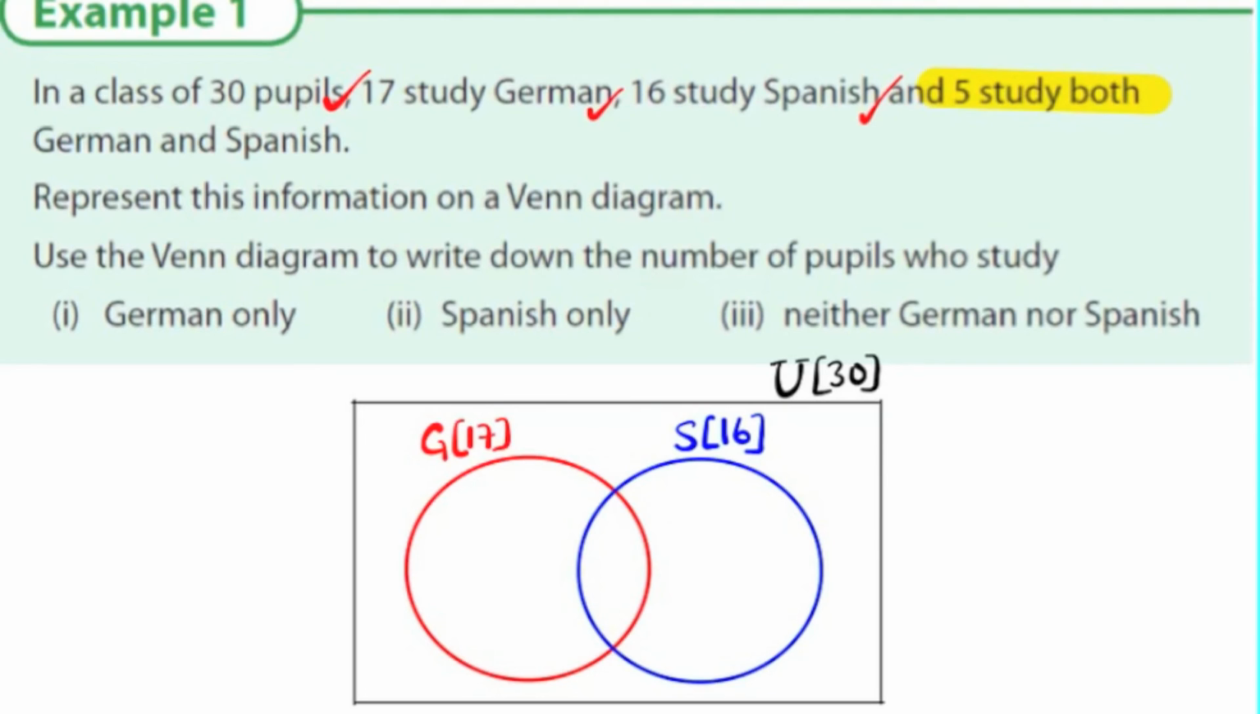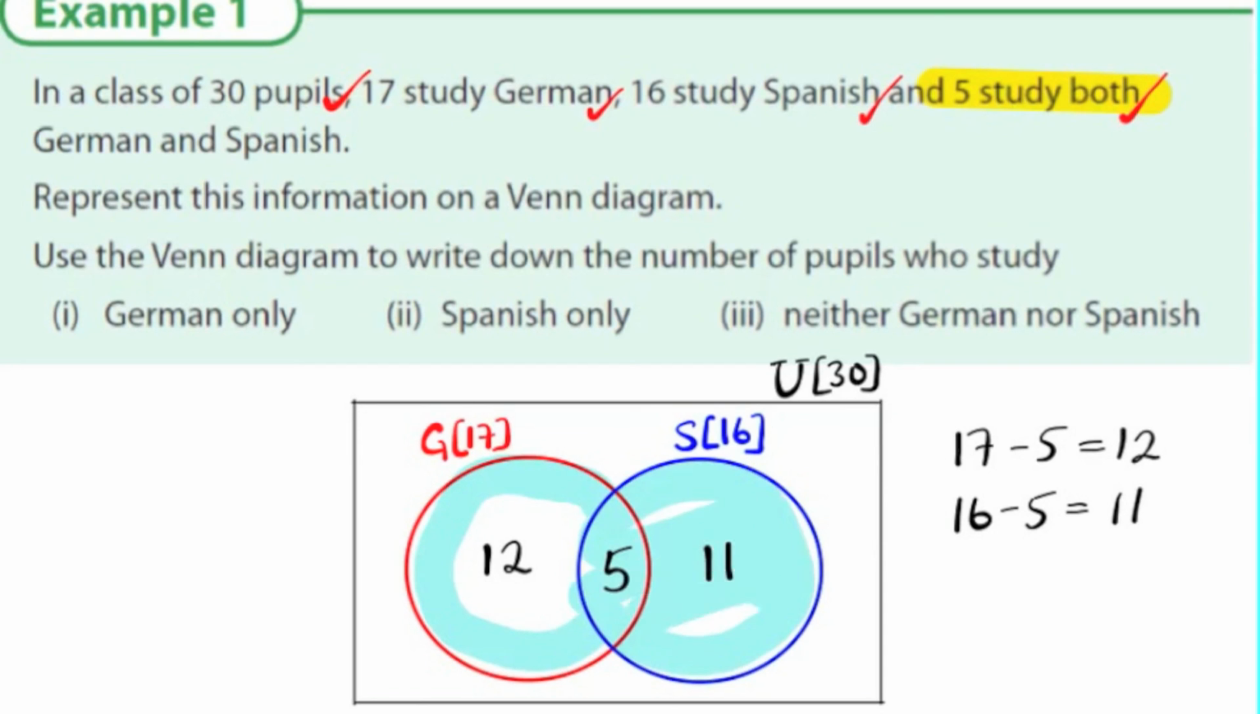5 study both. So this is the intersection part. So we write in the number 5 in here. Now if we think about it, we know that there's 17 inside of G. We've used up 5. So that leaves 12 left. There's 12 in G, but not in S. And in the same way, we see that there's 11, because 11 and 5 make 16 in S.